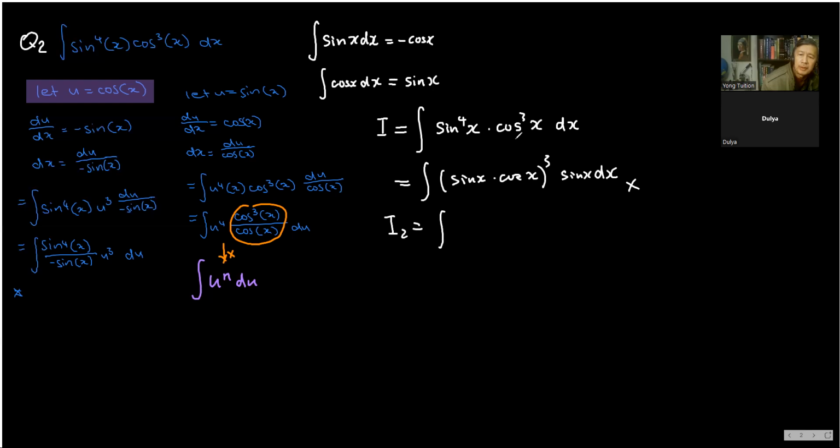This time I keep the sine to the power 4. I borrow a cosine here, so this becomes cosine squared. So that is a cosine, that became cosine x dx. Okay, what's the cosine x dx? Can we rewrite that? Cosine x dx, can we rewrite as a sine x? Can we? Yes. A differentiation. So that is a negative sine x, d, positive.